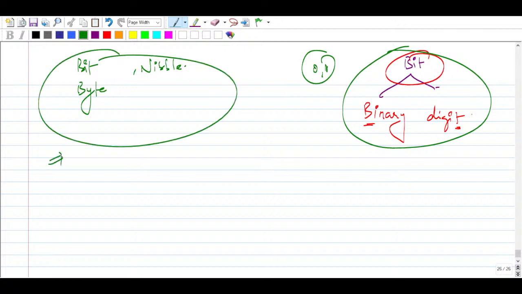These are the important facts. In a bit, there are 2 digits, 0 and 1. In the case of a nibble, there will be 4 bits. Byte means the collection of 8 bits.